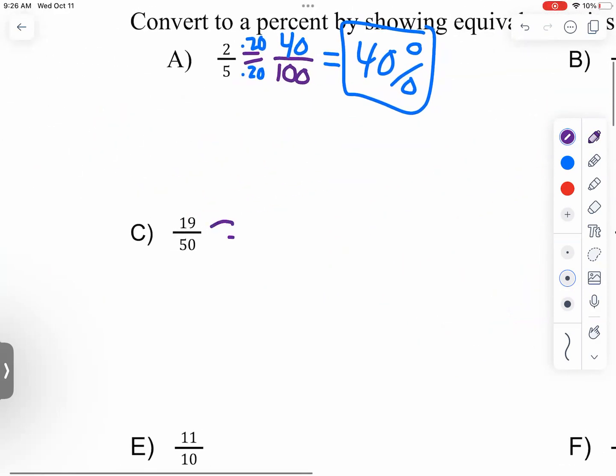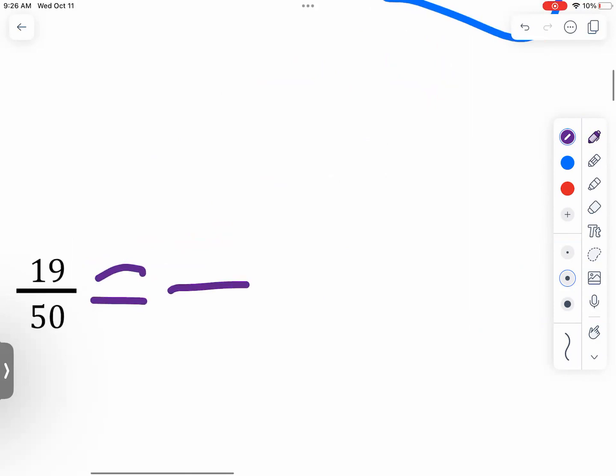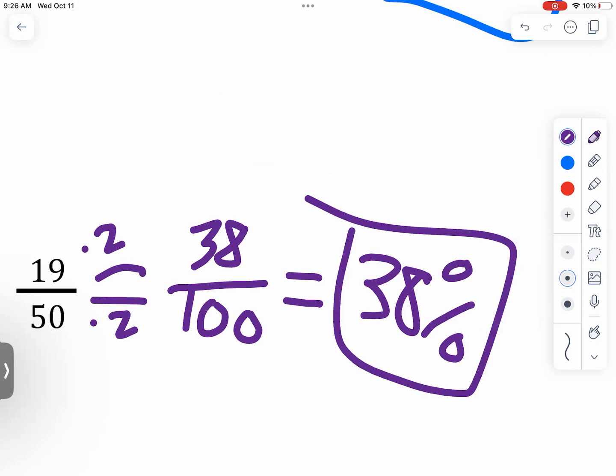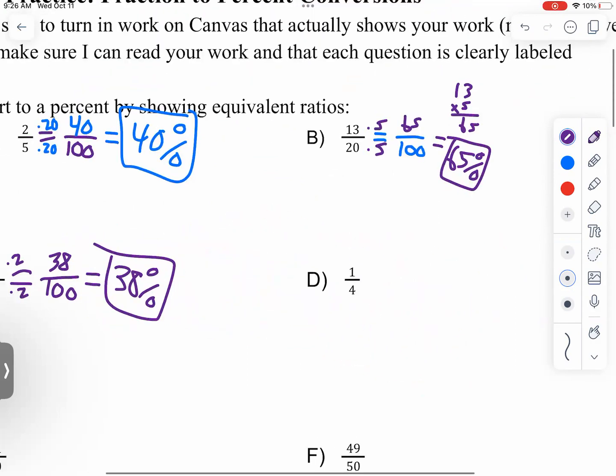C, 19 over 50. Again, percent is a ratio out of 100, so we put 100 on the bottom. 50 times 2 is 100. We do times 2 on the top also, same on the bottom and the top. 19 times 2 is 38. So we have 38%. So the number over the 100 is our answer.